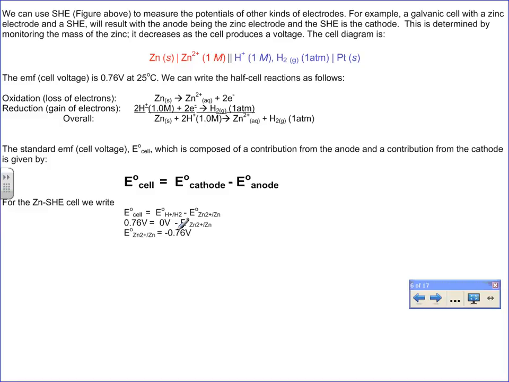So if you look ahead in your notes to page 18, you can see the table of standard reduction potentials. If you look at the numbers, you can see it starts with positives, and then there's the 0 point, and that's where the hydrogen reduction reaction is. And if you continue along and see the zinc reduction reaction, you'll see that its reduction potential is minus 0.76 volts.